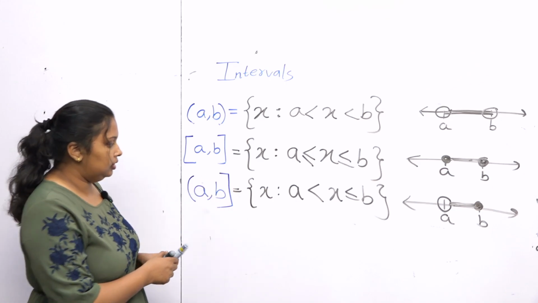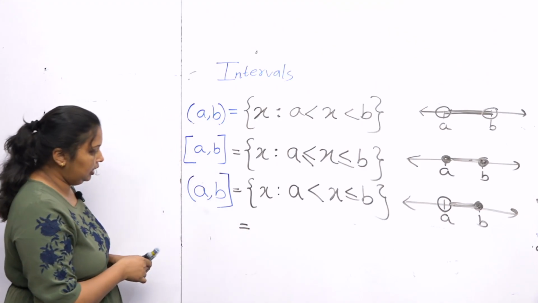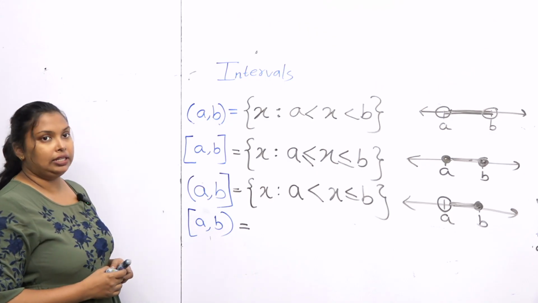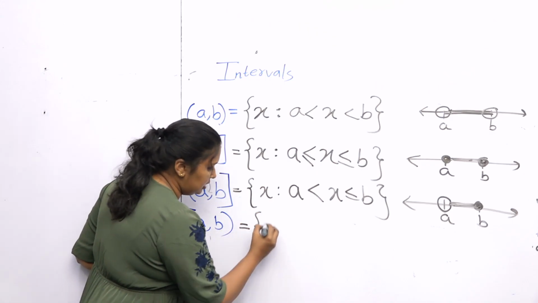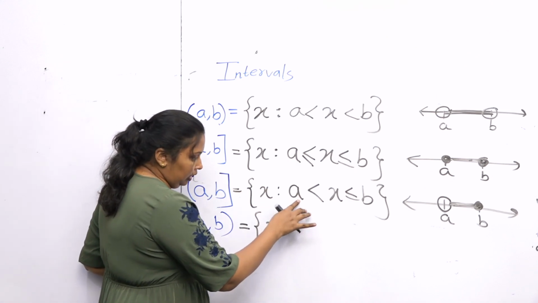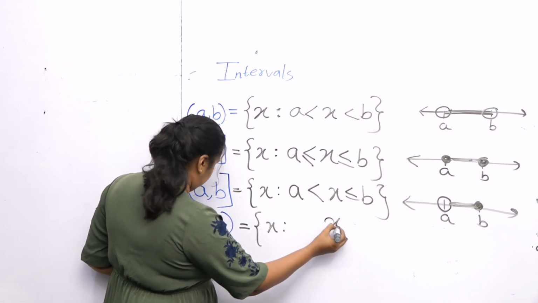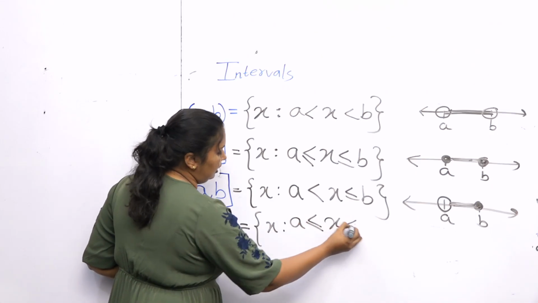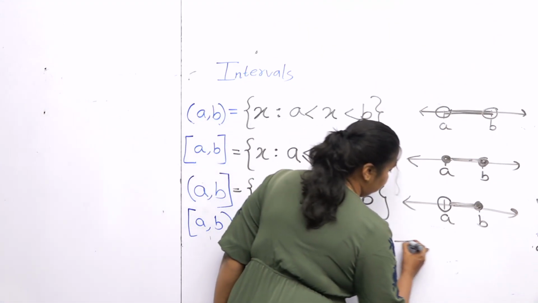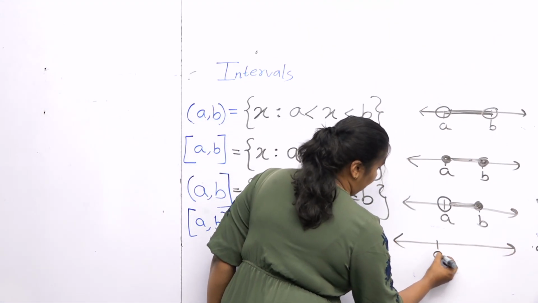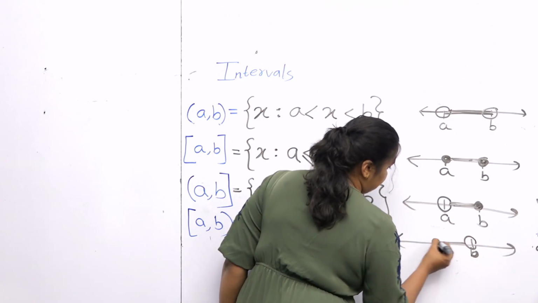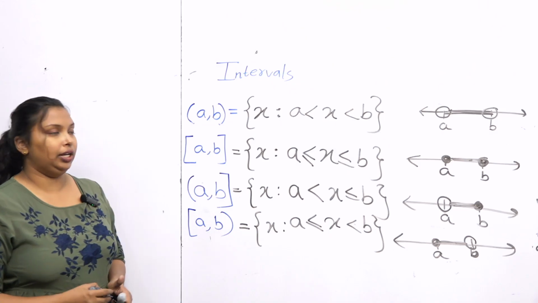The last one now you can guess. I will write it directly. The last one is this: a comma b. What do you mean by this? x is an element such that x is greater than or equal to a but less than b. We can represent it like this. Write a and b on the number line, like this we can denote it.